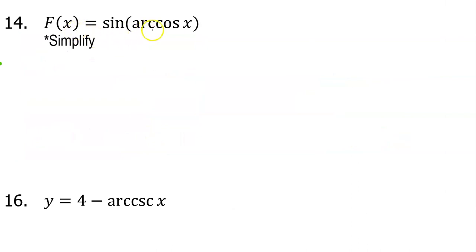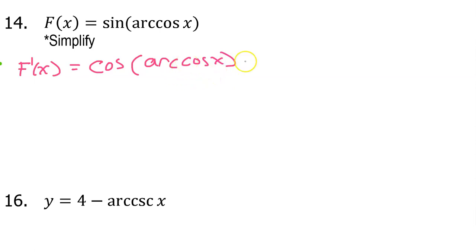For number 14, we definitely have a function inside of a function, so we will emotionally prepare ourselves to use the chain rule. So starting with the outer function, we have memorized that the derivative of sine is cosine, so I'm going to write down cosine. And then I have the inner function, arccosine x. So the chain rule says I'm not finished until I multiply by the derivative of the inner function.